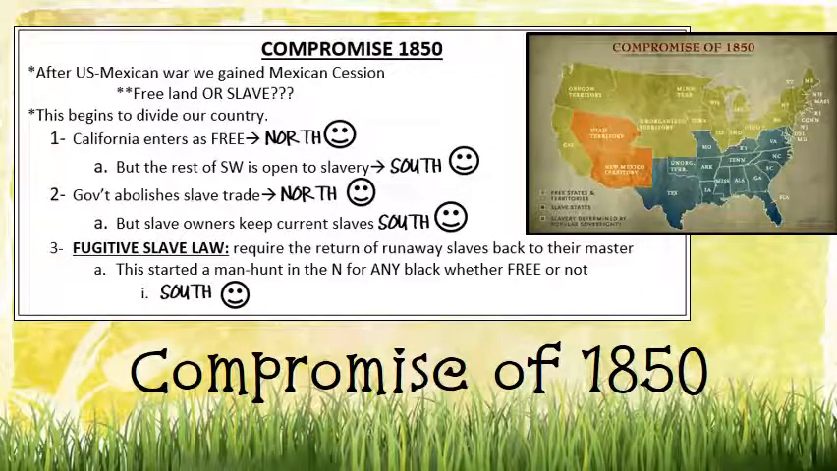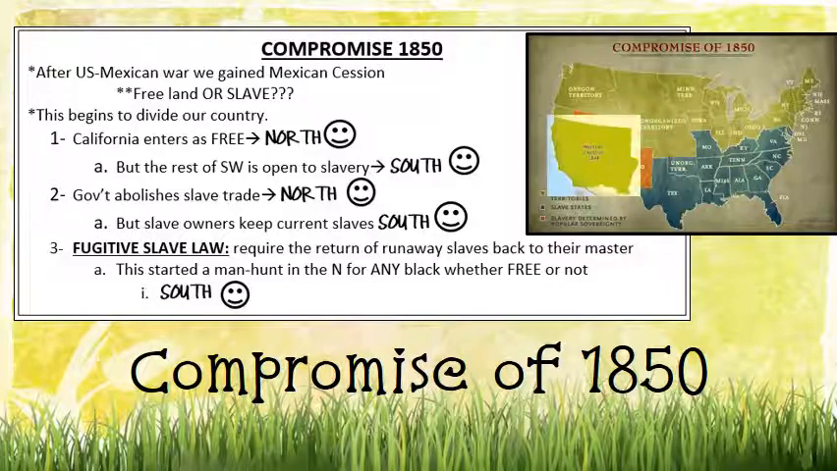All right, our next compromise is the Compromise of 1850. Again, this is still before the Civil War, because we are still dividing. These are some of the things that are causing us to have friction between these different sections. So after the U.S.-Mexican War, we gained the Mexican Cession. Boom, there it is. And we're like, oh my gosh, is this going to be free or is it going to be slave? Is it going to be free to the blacks, or are we going to make them slaves here? So this begins to divide our country.